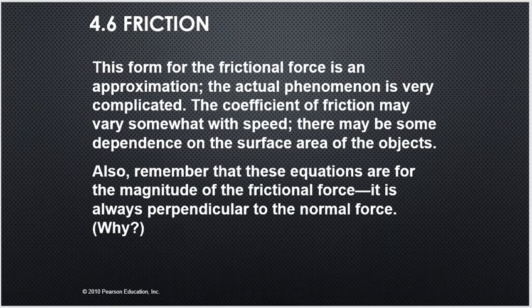Friction. This form for the frictional force is an approximation. The actual phenomenon is very complicated. The coefficient of friction may vary somewhat with speed. There may be some dependence on the surface area of the objects. Also remember that these equations are for the magnitude of the frictional force. It is always perpendicular to the normal force. And why? All right, so real quickly, see if you can answer why that frictional force is always perpendicular to the normal force.